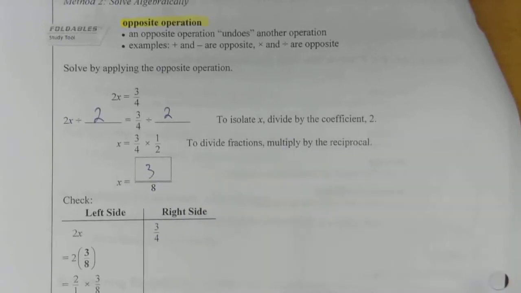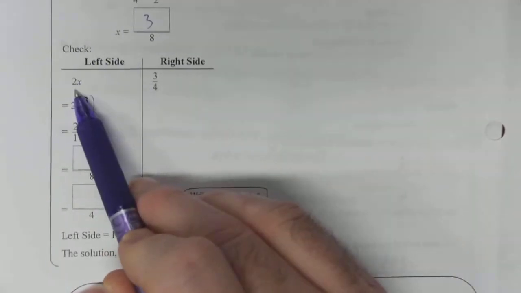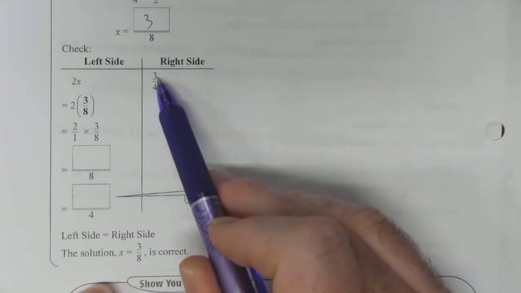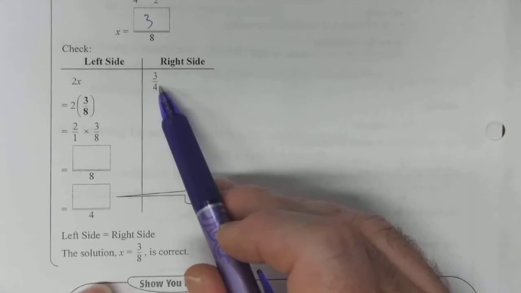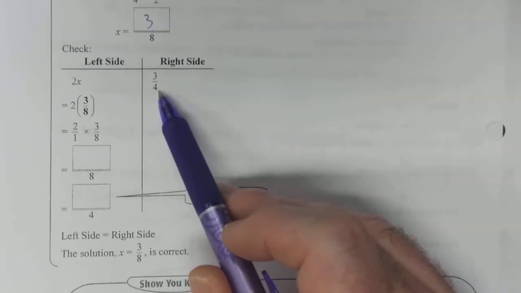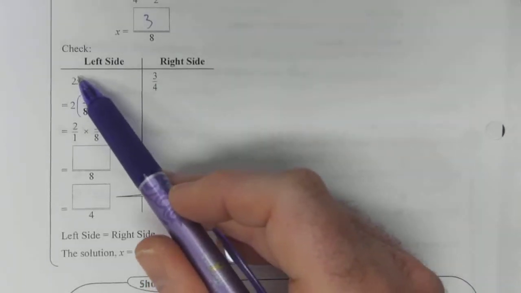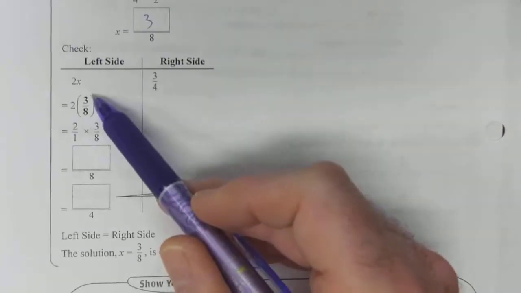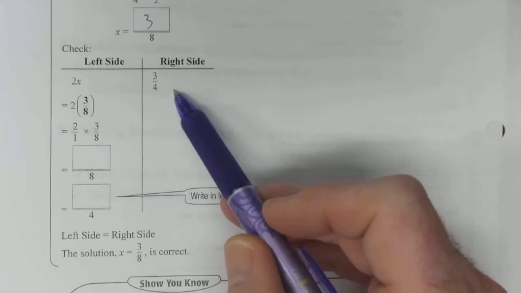Now that we've done this calculation, we should check it. Go back to the original question. We have the left side, which was 2 times x. The right side is 3 divided by 4. Now it looks like 3/4. I'm calling it 3 divided by 4. It means the same thing. But because we're working in opposite operations, 3 divided by 4 is more helpful than 3/4 as a reference point. So substitute in the calculated value of 3/8 for the variable x, and then do your calculations and see if the two sides are equal.